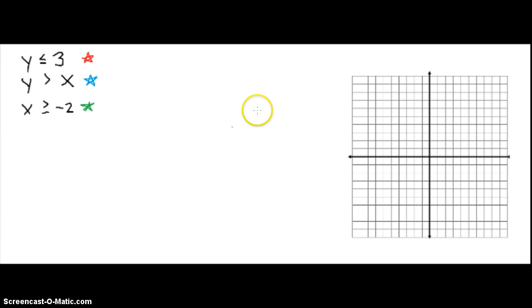So 3, meaning it has a y-intercept of 3, we can assume a slope of 0 since there's no x included. It's basically the same thing as y is less than or equal to 0x plus 3. So we have a y-intercept at 3 and a slope of 0. So we're going to go up 0 over 1, up 0 over 1. And we'll have a horizontal line going across there.